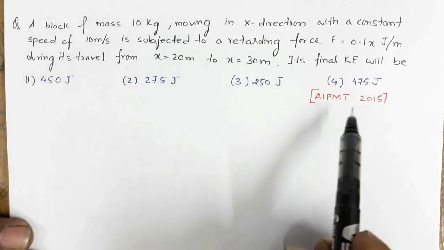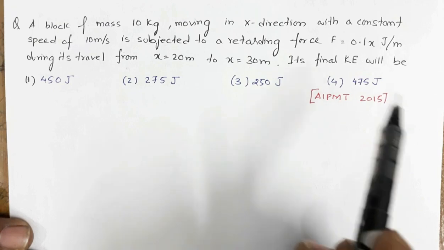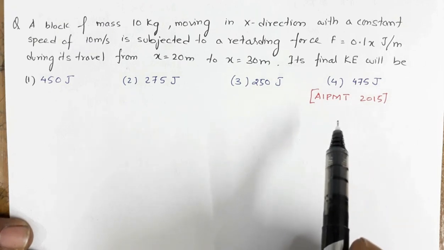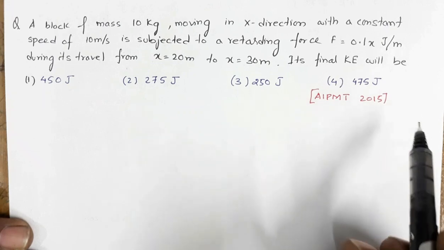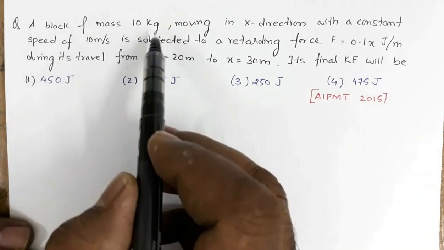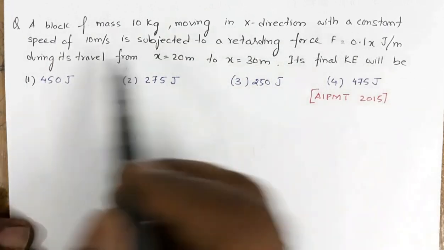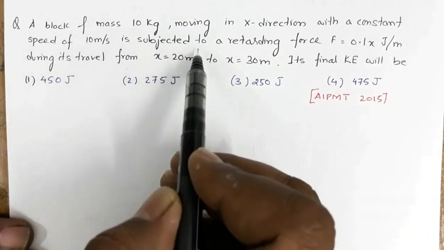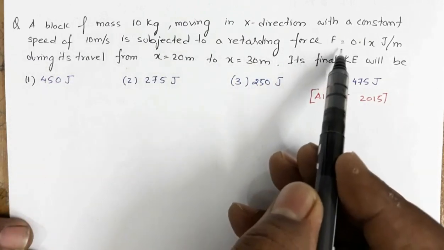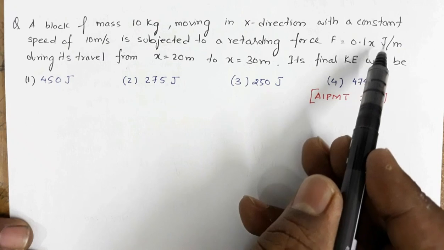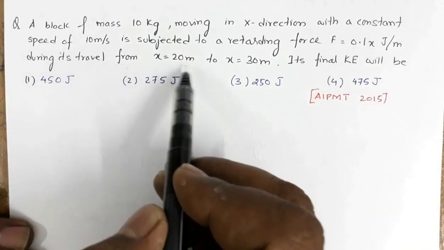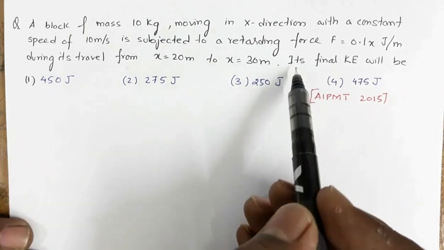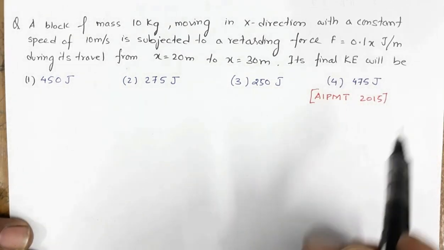Now this is from AIPMT 2015. See, prior to 2016 the NEET exam was called AIPMT, All India Pre-Medical Test. So this is from AIPMT 2015. A block of mass 10 kg moving in x direction with a constant speed of 10 meter per second is subjected to a retarding force of F equal to 0.1 x joule per meter during its travel from x equal to 20 meter to x equal to 30 meter. Its final kinetic energy will be.